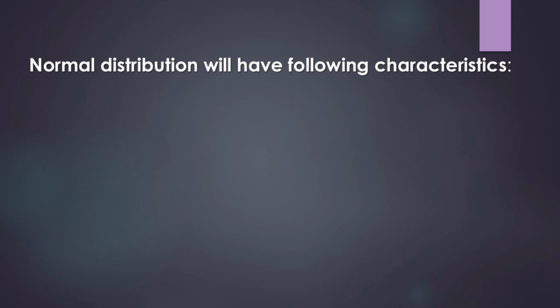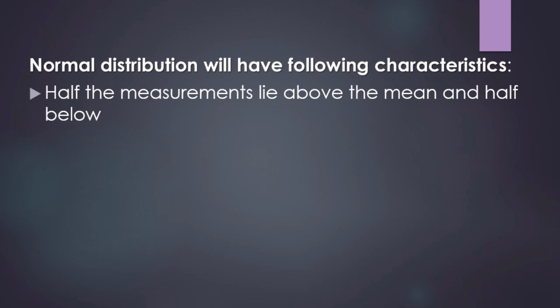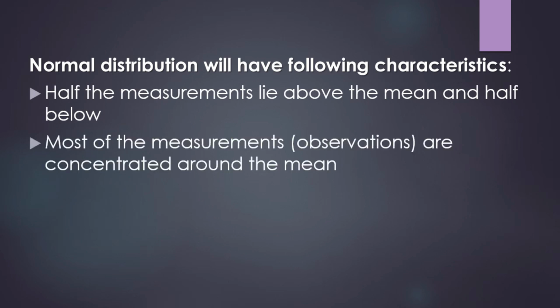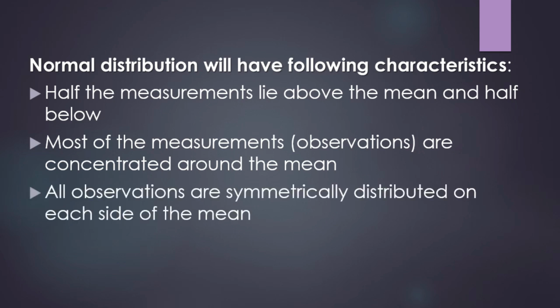The normal distribution will have the following characteristics. Half of the measurements lie above the mean and half below. Most of the measurements or observations are concentrated around the mean. All observations are symmetrically distributed on either side of the mean. That is, if they are arranged in an order, the highest frequency will be seen in the middle around the mean and the lowest at the extreme, decreasing smoothly on both sides. This is called central tendency or concentration of observations around the central value or mean.